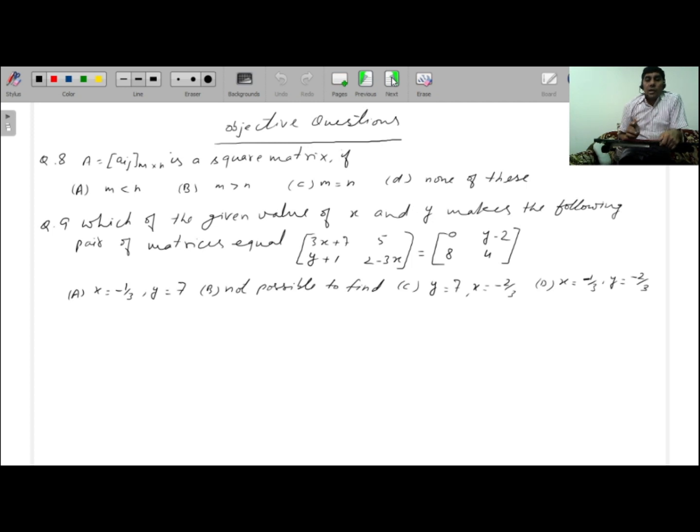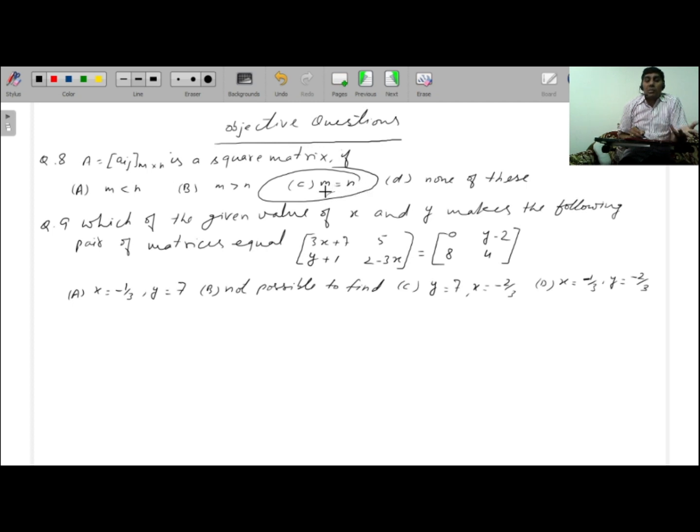Next, some objective questions based on this exercise. The first objective question, question number 8. A is equal to aij of order m by n is a square matrix. A is a square matrix, therefore number of rows and number of columns are equal. So the answer is C, m is equal to n.